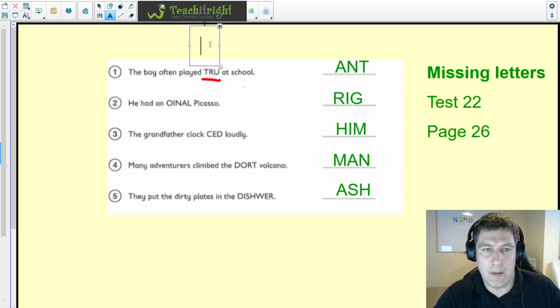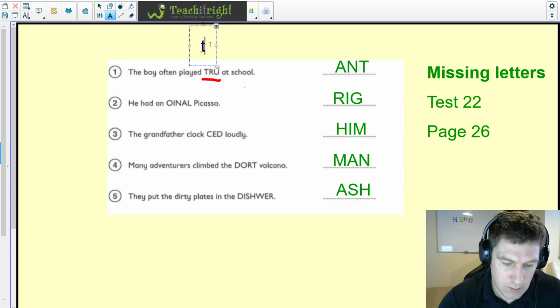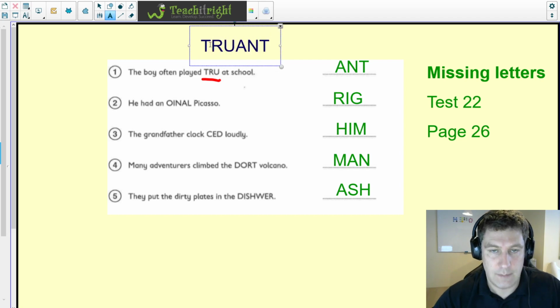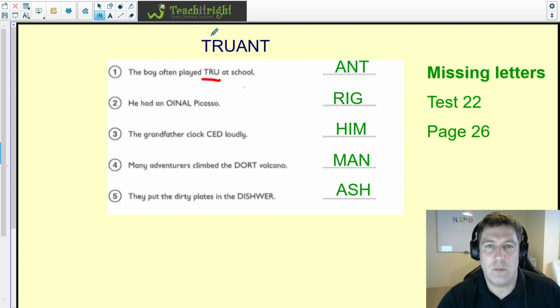So the first one, and obviously the sentence really guides us here, the boy often played something at school. And what you're looking at here, I'll actually do it in capitals, is the word truant. And the word truant means when you don't attend school. So playing truant, it means that you don't go to school. So TRU, and then that means it leaves us with a 3-letter word, ant.